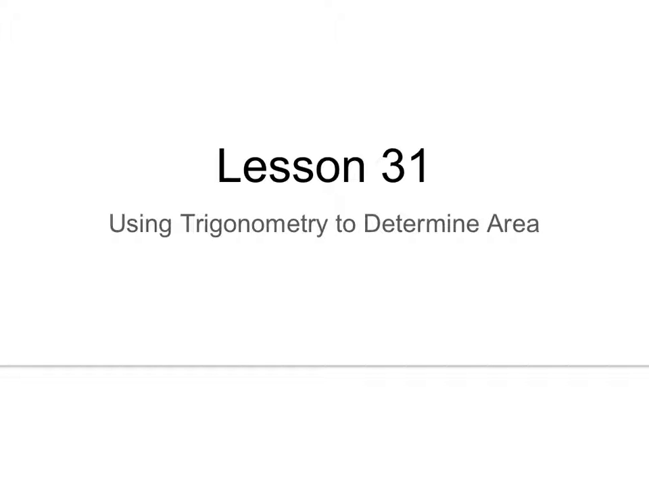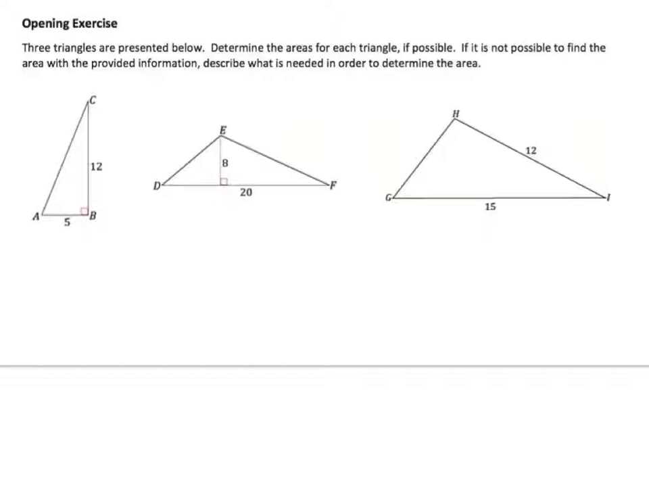Geometry. Today we're going to use trigonometry to determine area of triangles. So let's try these three problems. Three triangles are presented below. Determine the areas for each triangle if possible. If it's not possible to find the area with the provided information, describe what is needed to determine the area. I've moved this one to a new slide so we have enough space.